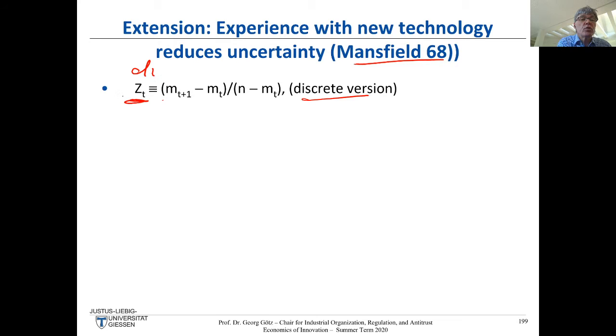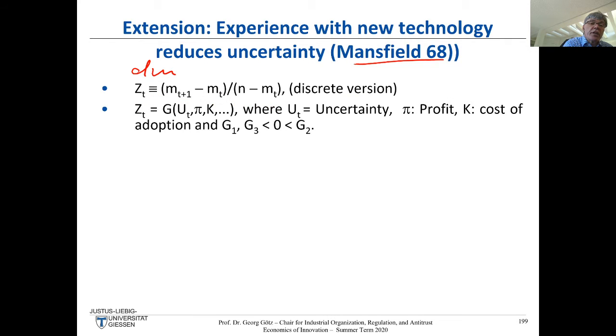Previously, note that we had a dm, continuous change. Here we have the discrete change in the number of users, of infected people, here just normalized by the number of people who have not yet adopted a new technology. This is just the change from today to next year. Okay, and now again I have to erase this here. And now this change is a function of something. This change is a function of what Mansfield called uncertainty. It's a function of profitability, and it's a function of cost. That's what we mention here.